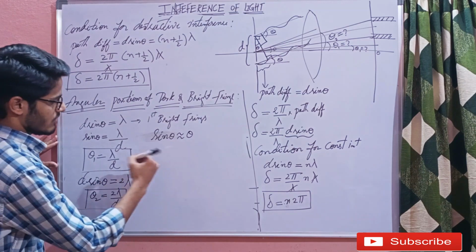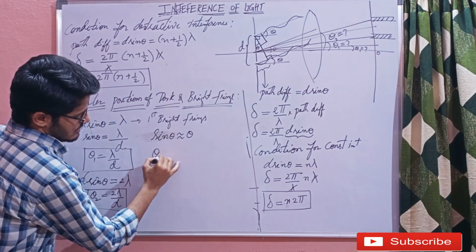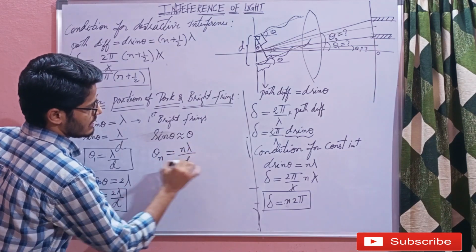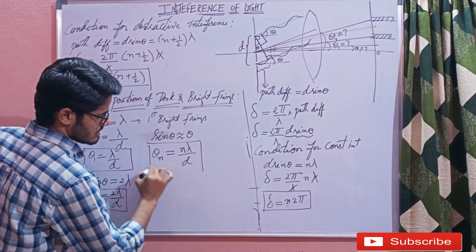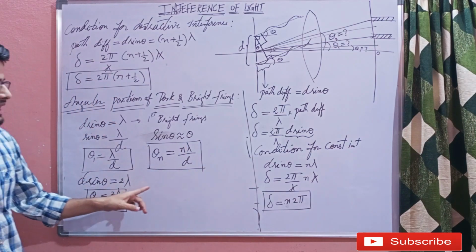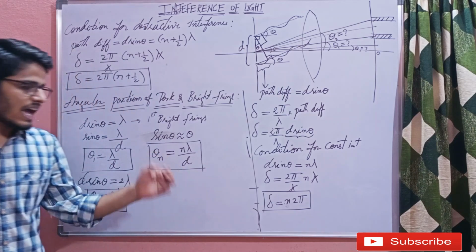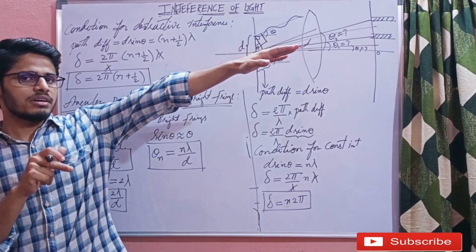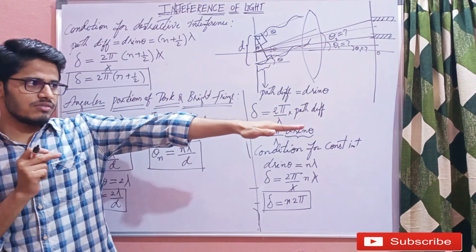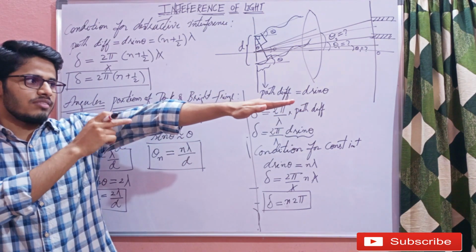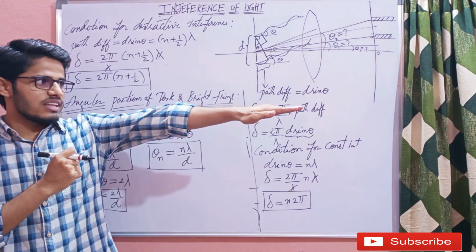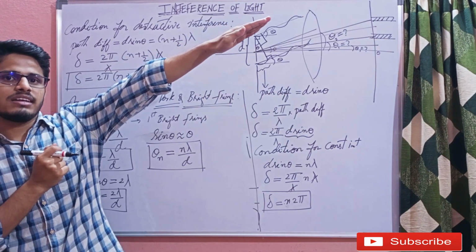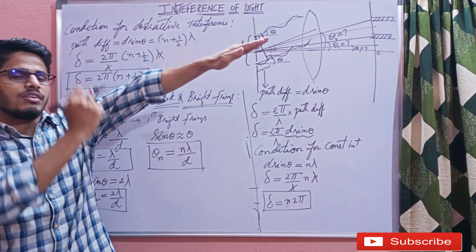So similarly, if I generalize it, theta n equals n lambda by d. With the help of this equation, you can find out the angular position of any fringe you want. You just give the number. If you want to find out the angular position of the first, give n equal to 1. If you want to find out the angular separation for the fifth fringe, give n equal to 5. You'll get the angular separation, this angle, for the fifth fringe.